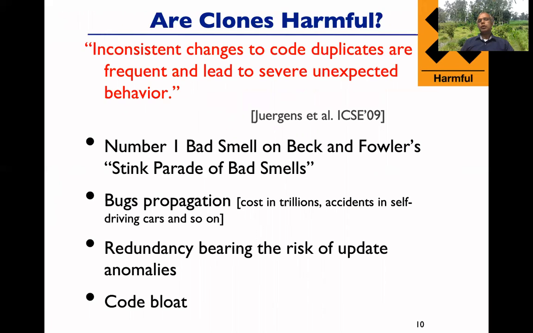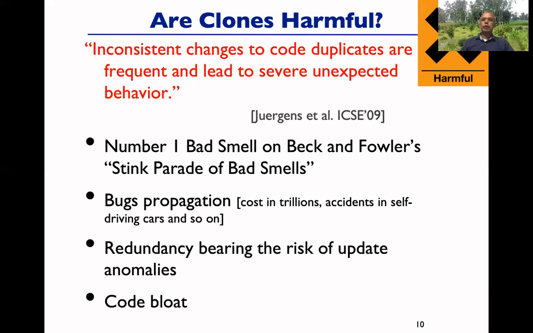So the question is now, there are clones in the system, and because there are reasons for clones to be in the system, are they really harmful? Do they really matter? The answer is yes, clones do matter, because if you have clones and you are going to make some changes to one of them, maybe you're not making the same change to the other. And then you are going to make inconsistent changes. And inconsistent changes to code duplicates are actually frequent and could lead to severe unexpected behavior of the system, right? And this is the number one bad smell in Fowler's list.